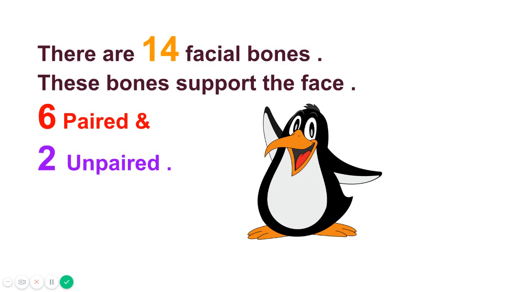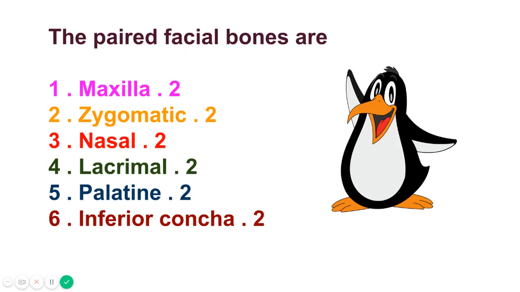There are 14 facial bones, and these bones support the face, out of which 6 are paired and 2 are unpaired. The paired facial bones are maxilla, zygomatic, nasal, lacrimal, palatine, and inferior concha.